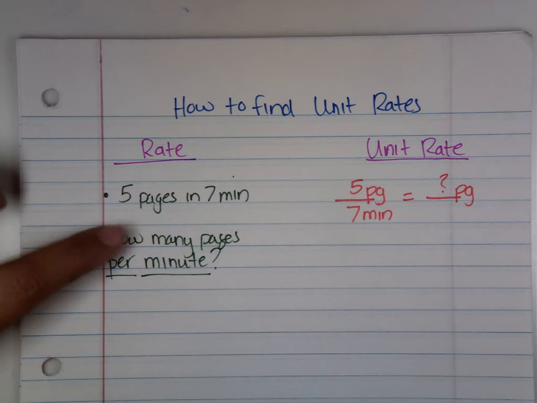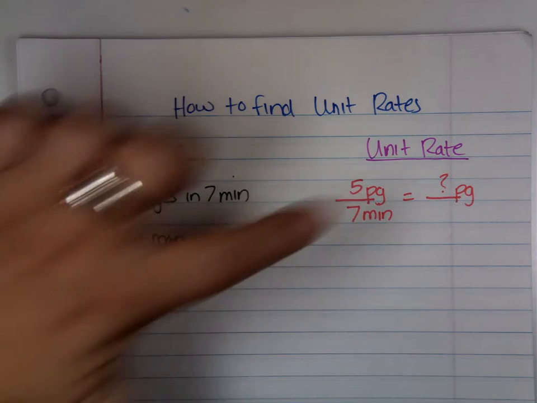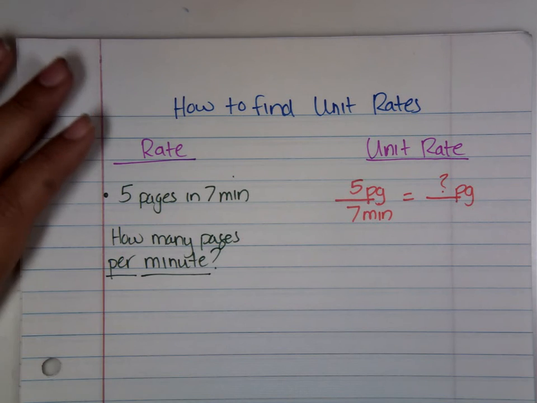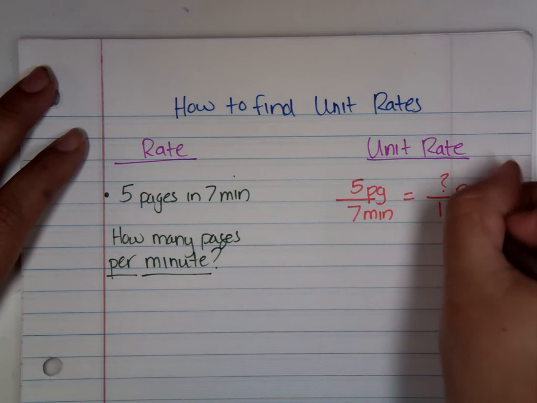And it says how many pages per minute. Remember, per means 1, okay? It means 1. We're trying to find the unit rate, which means a single one. So we're trying to figure out how many pages we read in 1 minute.